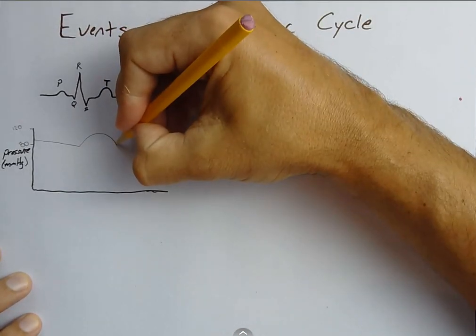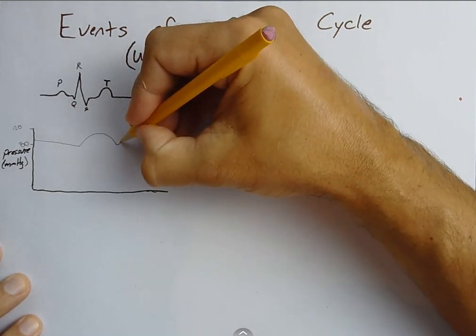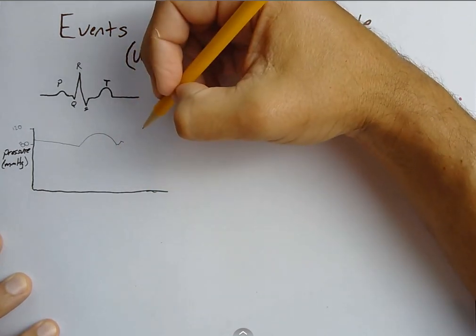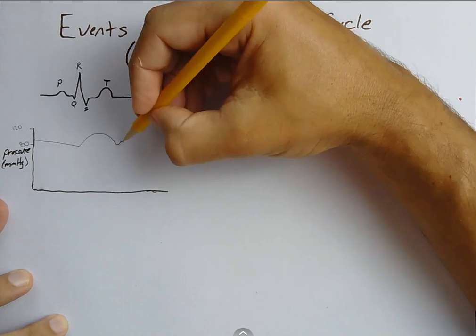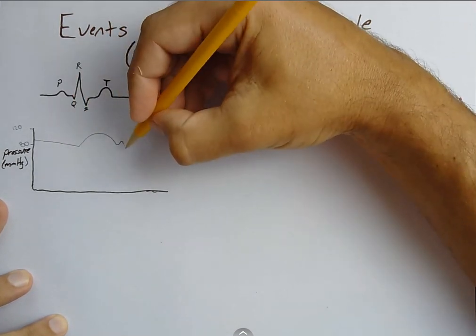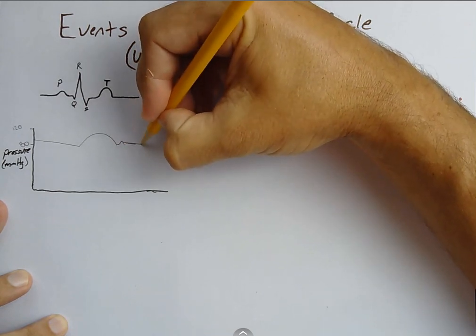Then you're going to get a little bump. This is called the dicrotic notch. This occurs as valves slam shut and blood gets some backflow, and that causes this little jump in pressure inside of the aorta. And then finally, it's going to decrease again over time.